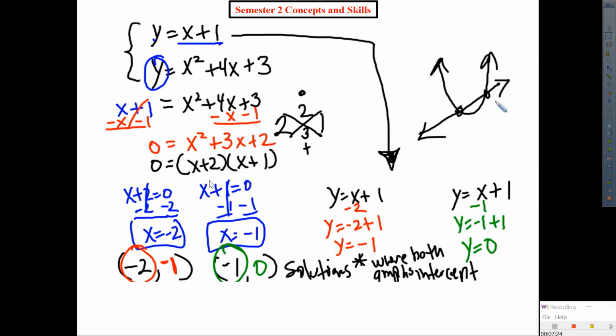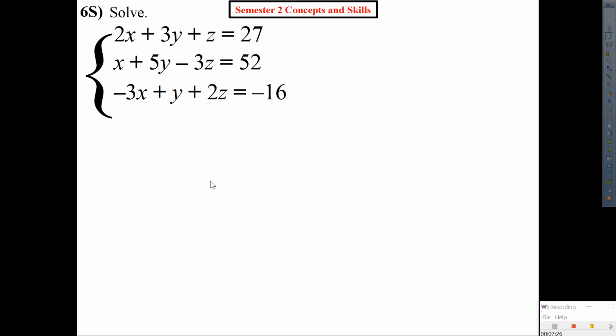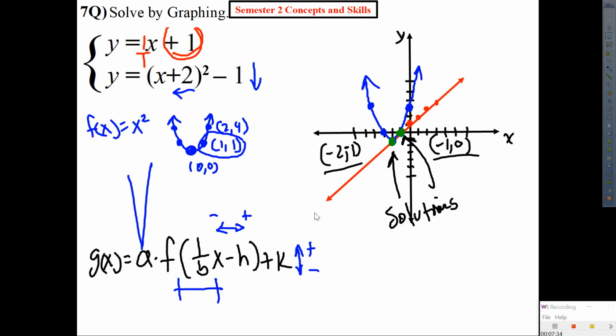From there, we moved on to a 3D using elimination. From there, we moved on to solving a system using graphing. So I gave you guys example 7Q, and we solved that here by graphing it. And we said that the solutions were (-2, -1) and (-1, 0). And those were the solutions because that's where both graphs, what? Intersect. Is that correct?